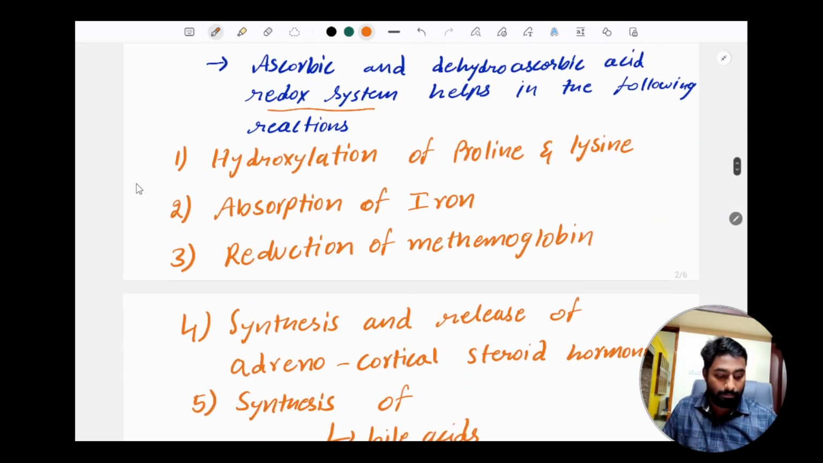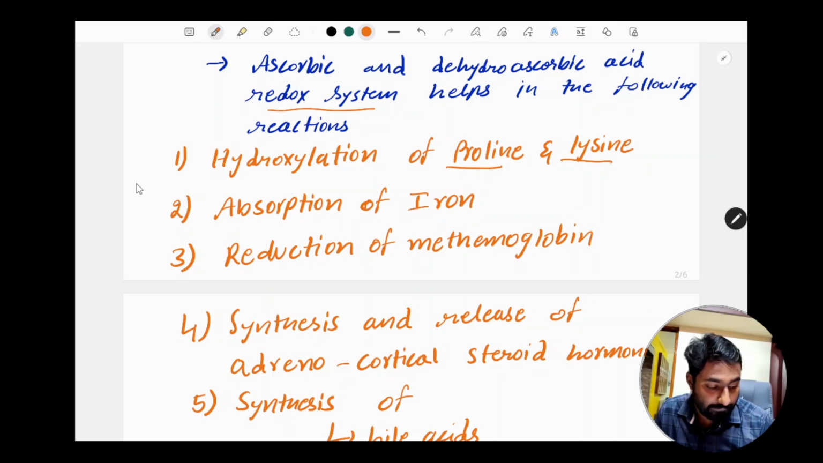One is hydroxylation of proline and lysine. During post-translational modifications of collagen, proline and lysine are converted into hydroxyproline and hydroxylysine with the help of enzyme hydroxylases, because of which it forms cross chains so that there is increased tensile strength in collagen, for which vitamin C is required. And it helps in the absorption of iron.